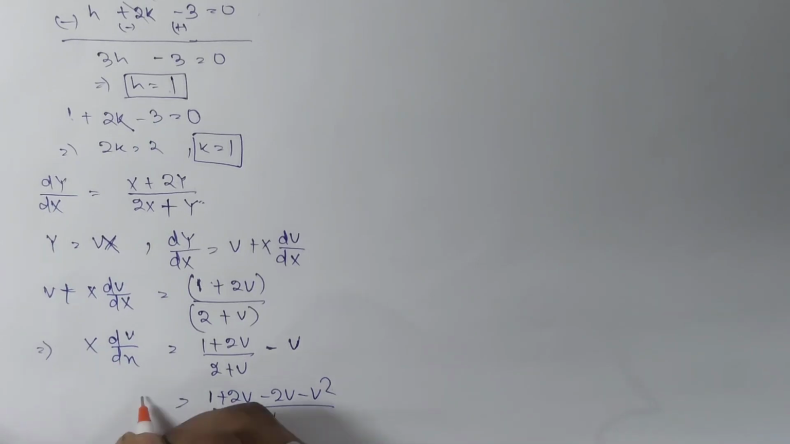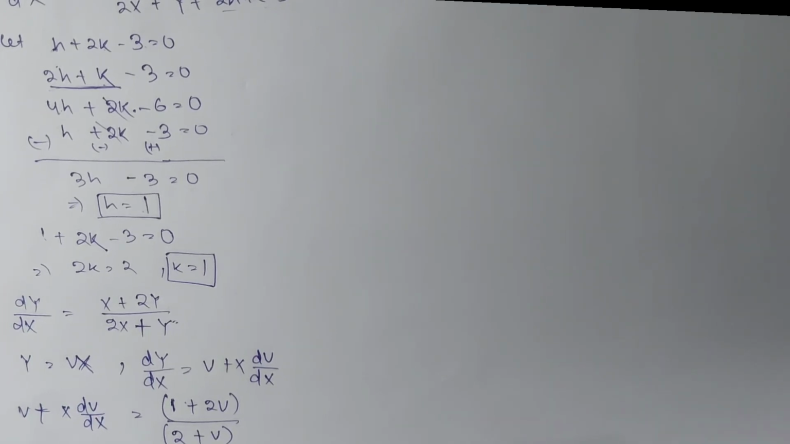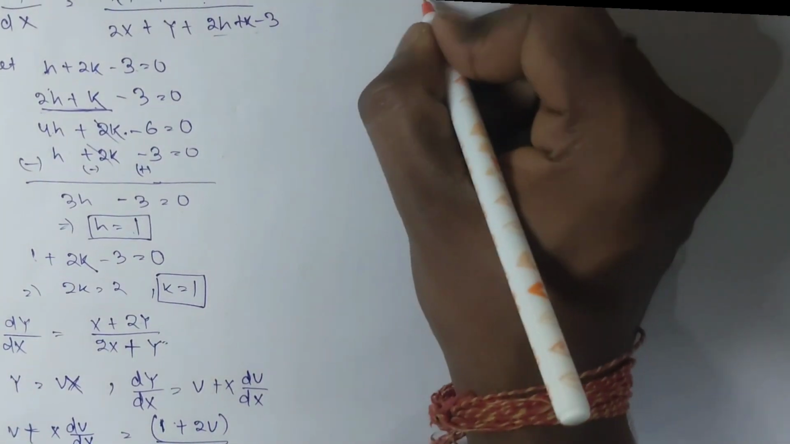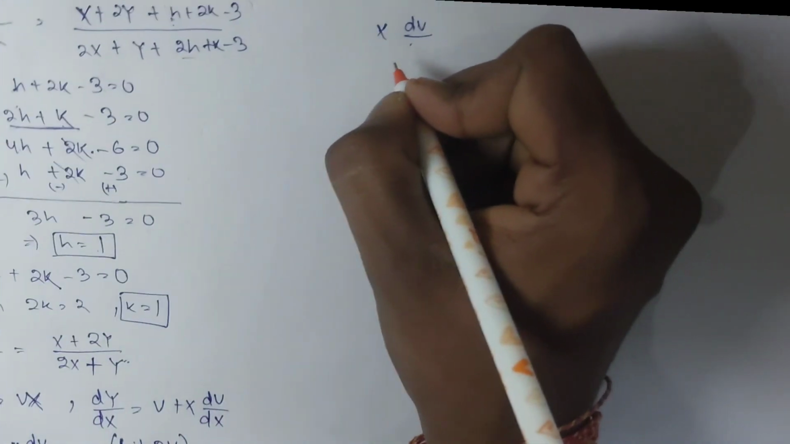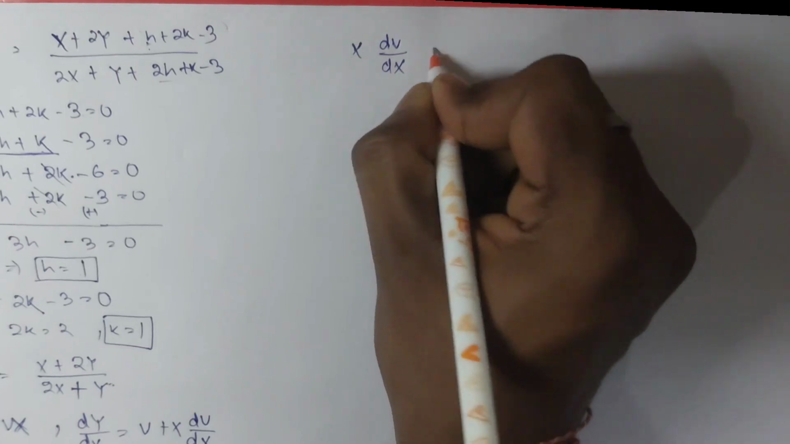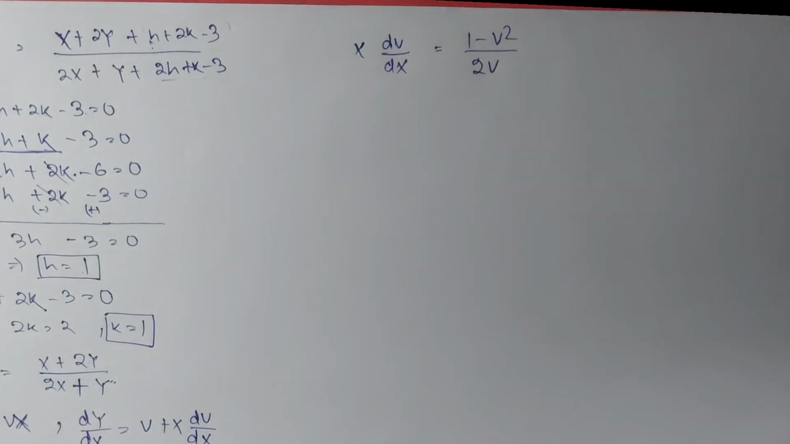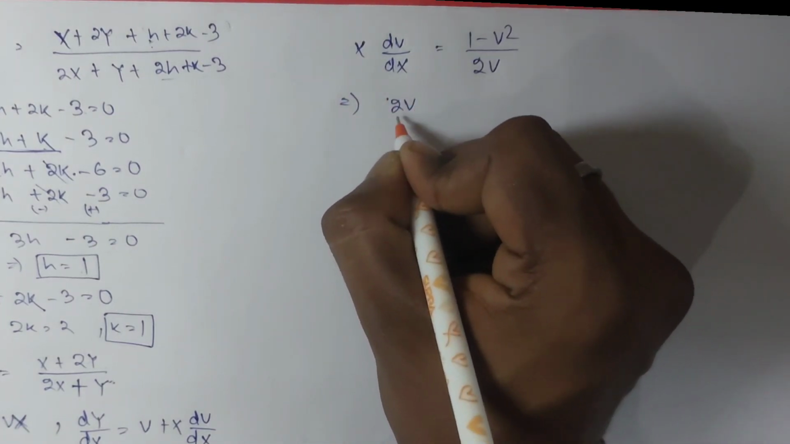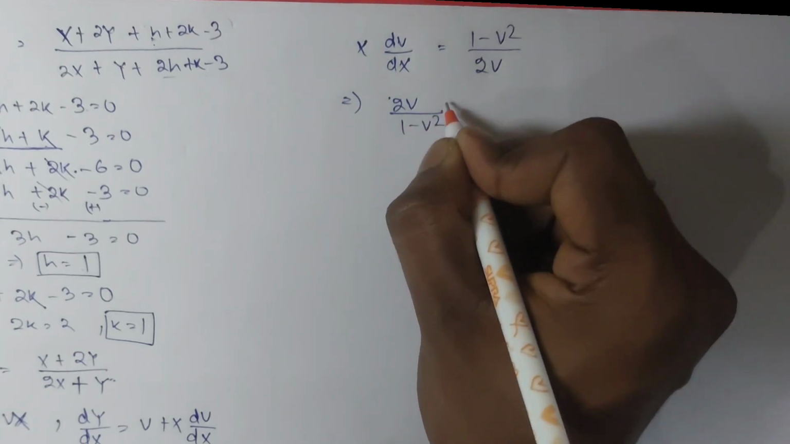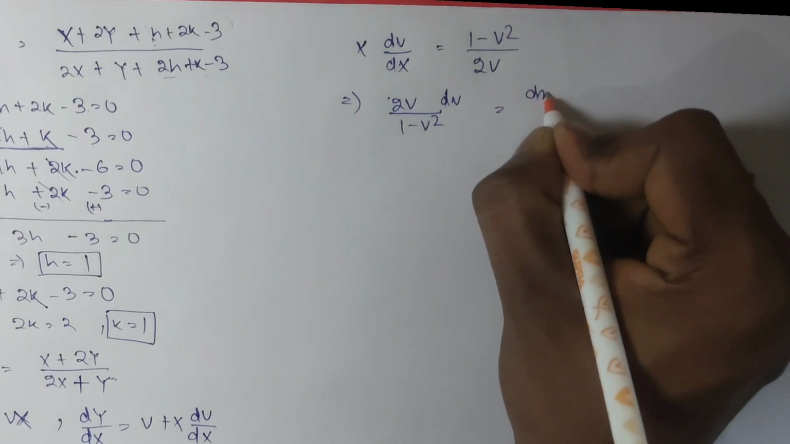So it becomes 1 plus 2v minus 2v minus v square by 2 plus v. The minus 2v cancels out, so we can simply write it as x dv by dx equals 1 minus v square by 2 plus v. Then we can solve it as 2 plus v by 1 minus v square dv equals dx by x.